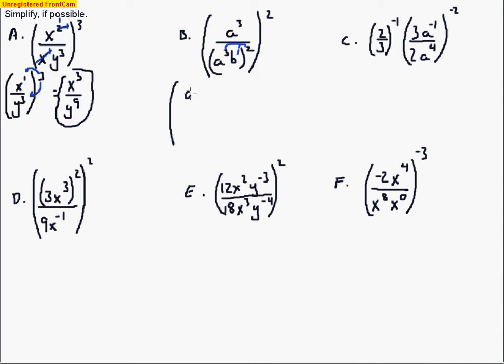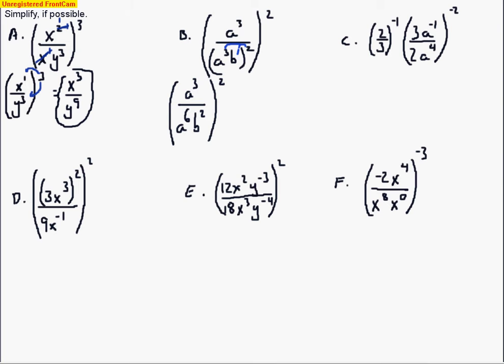I still have an a to the third on top. But down below, I have an a to the sixth and a b to the second. And then I still have this large parenthesis with the 2 on the outside. So this is all still here. So all I did is simplify this portion right here. 3 times 2 made 6. 1 times 2 made 2.